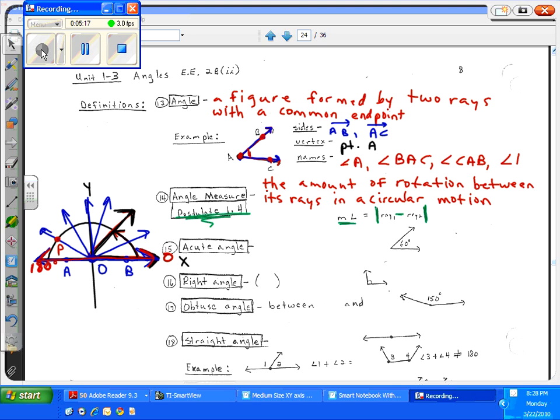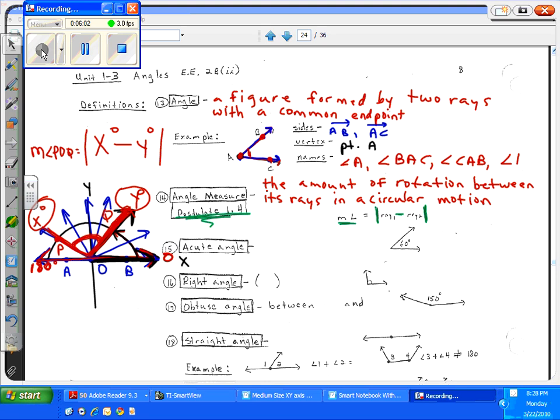If ray OP, some ray out here, was associated with X degrees, and another ray out here, like ray OQ, was paired with Y degrees, then we could find the measure of this angle POQ by taking the absolute value of the difference of X and Y. So it looks like the ruler postulate, where you take the absolute value of the difference of the coordinates of the 2 points on a ruler. You're just now taking the absolute value of the difference of the coordinates of where your protractor hit.